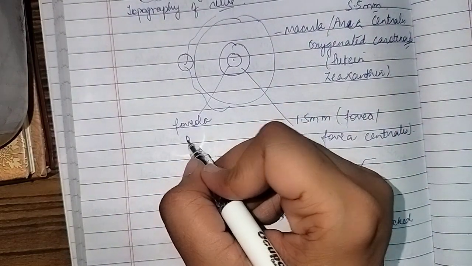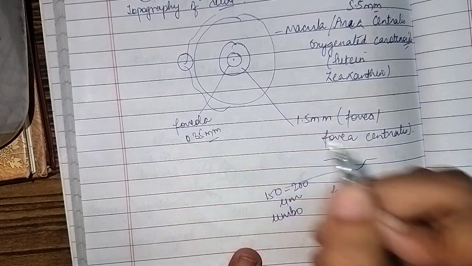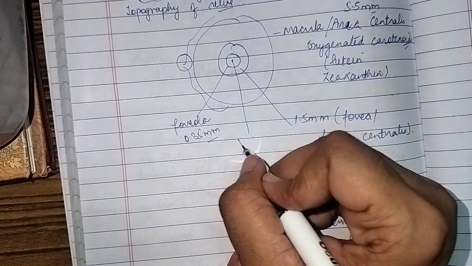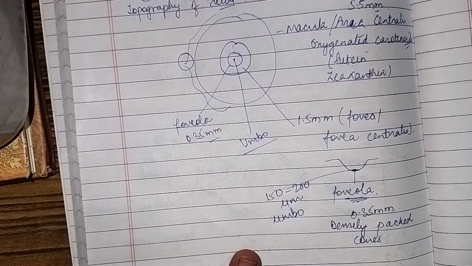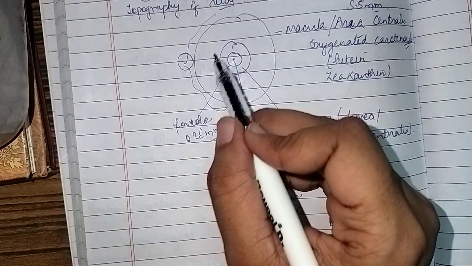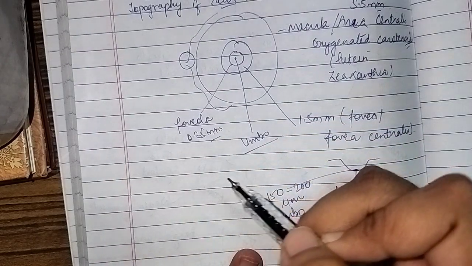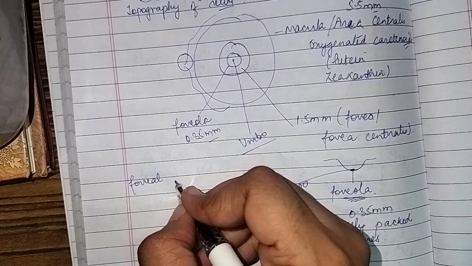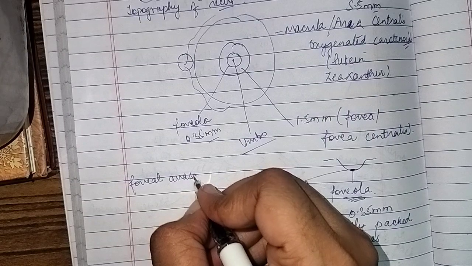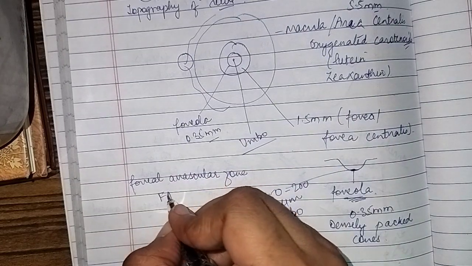Foveola, diameter of 0.35 millimeter, and the center point that is called as the umbo. Diameter is 150 to 200 microns. Now within the fovea, there is a region which is devoid of the retinal vessels, and that is called as the foveal avascular zone. This is called as the foveolar avascular zone, FAZ.